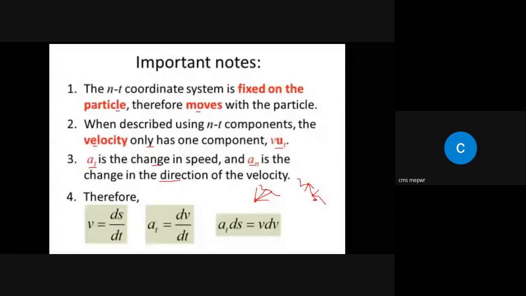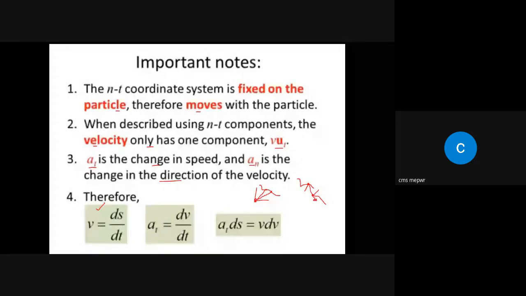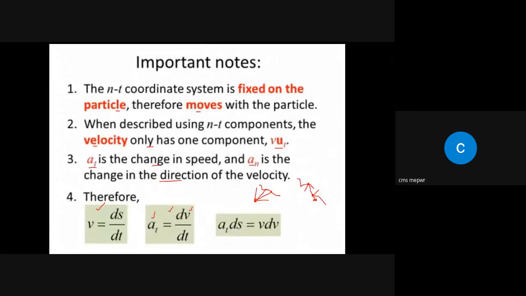As we know, velocity is basically the time derivative of displacement, or ds by dt. In the case of the n-t coordinate system, v has one component, that is vt. So the acceleration that we can use in this equation will be the tangential component of the acceleration. As we know, acceleration is equal to dv by dt; since we can have only one component in the n-t coordinate system, at is basically equal to dv by dt, right? And if we combine both these equations, what will we get? We will get this equation.